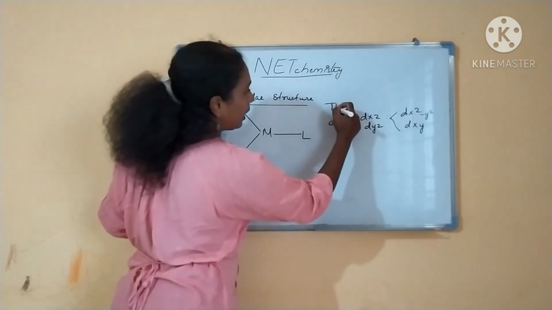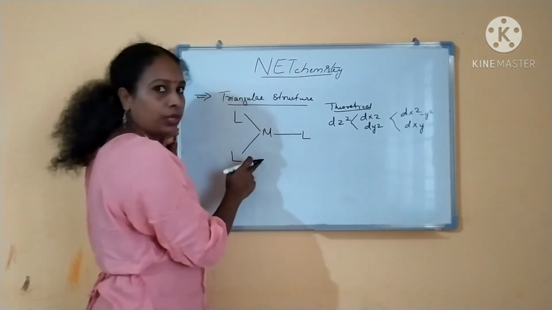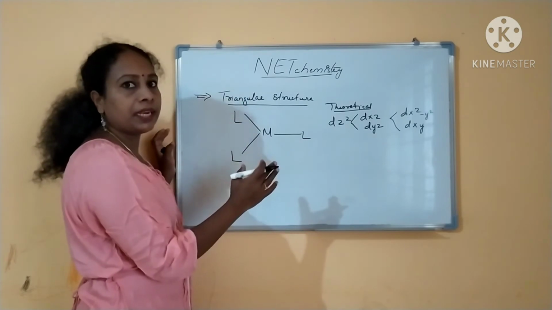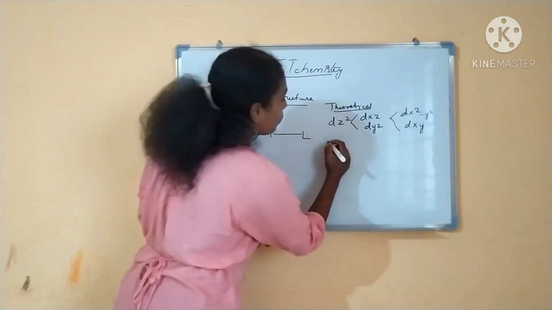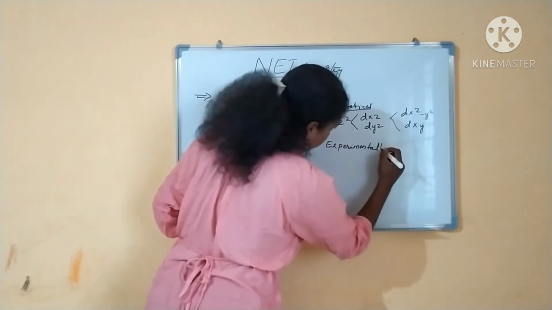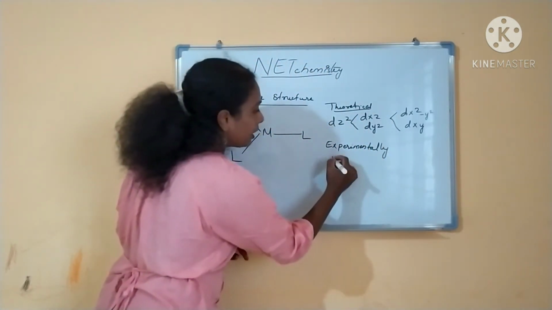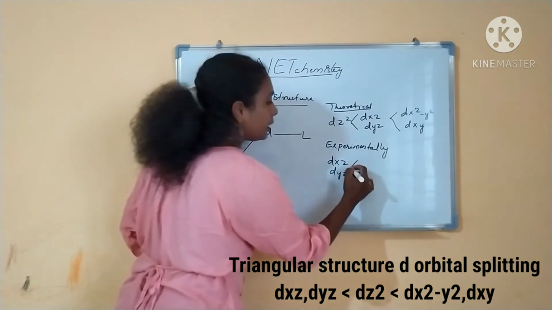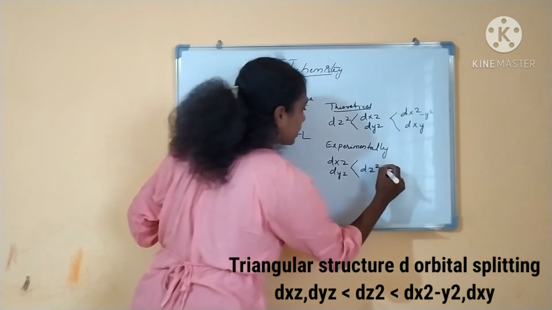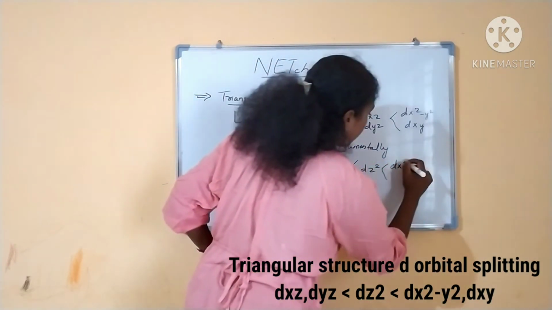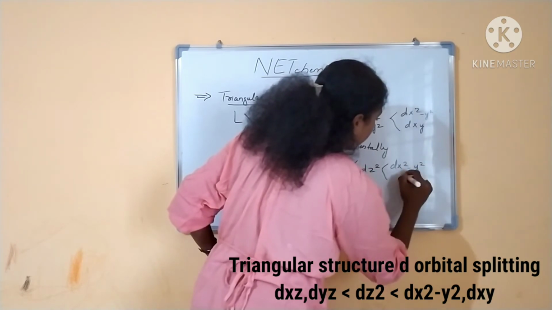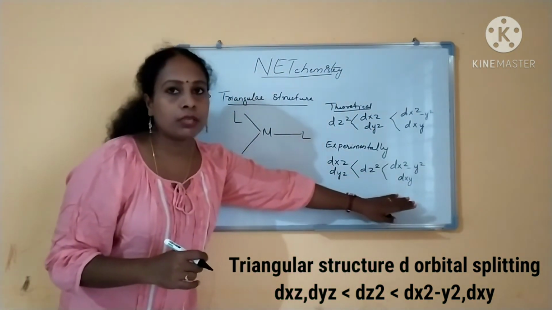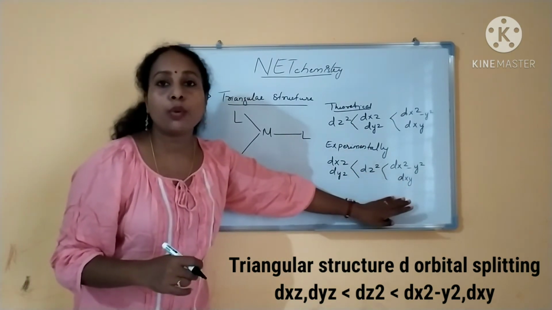This is the theoretical way if you are writing, okay? There is no Z ligand, so the Z orbital will experience the lesser splitting. That is what we theoretically expect. But experimentally, there is a slight deviation. The splitting order will be dxz, dyz splitting less, then dz square, then dx square minus y square and dxy. This is the splitting in a triangular structure, okay?